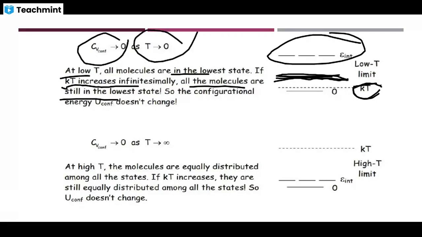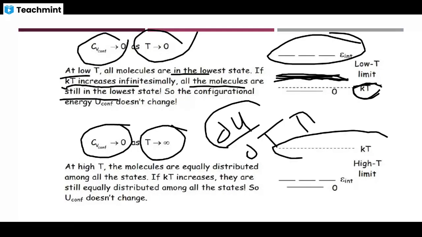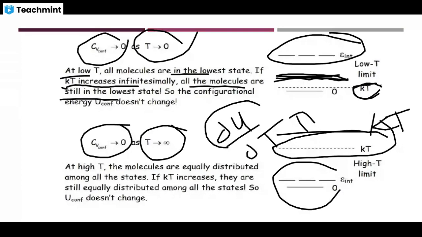The configurational Cv also tends to 0 at temperature infinity. Cv is dou U divided by dou T. When the temperature changes and dU does not change, Cv equals 0. At a high temperature, kT is very high, so the molecules occupy all the available states. Increasing the temperature a little bit does not change the internal energy very much. Not changing the internal energy means Cv equals 0.